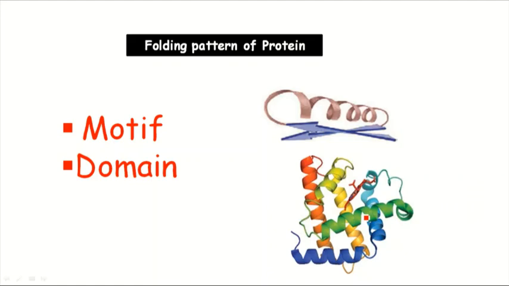Folding of a polypeptide creates an inside and outside that generates a buried and exposed side of the polypeptide chain. Generally, hydrophobic amino acids are buried on the inside and polar side chains are exposed on the outside in protein structure. The folding patterns of protein: one is motif and the other is domain.